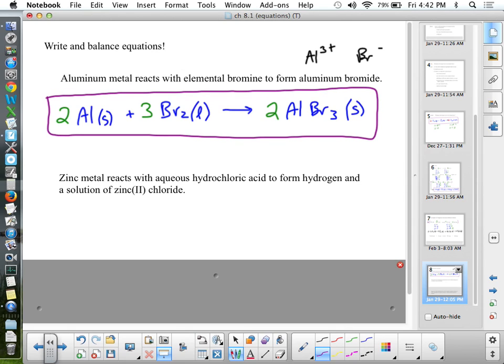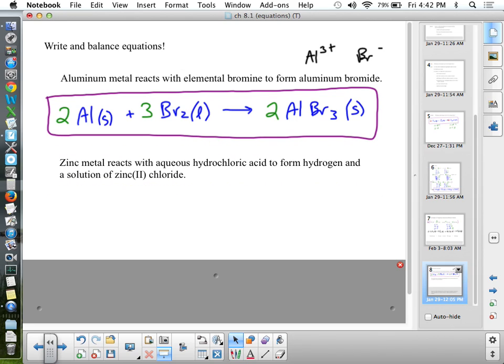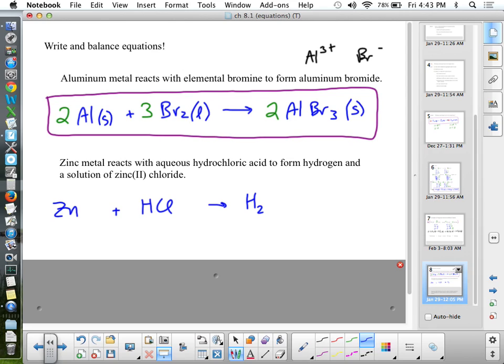Zinc metal reacts with aqueous hydrochloric acid to form hydrogen in a solution of zinc 2 chloride. Zinc is a monatomic element. Aqueous hydrochloric acid, the names and formulas of the common acids are on your nomenclature sheet, which of course you'll have access to. And hydrochloric acid has the formula HCl. To form hydrogen, you know that hydrogen is diatomic. And zinc 2 chloride has the formula ZnCl2.